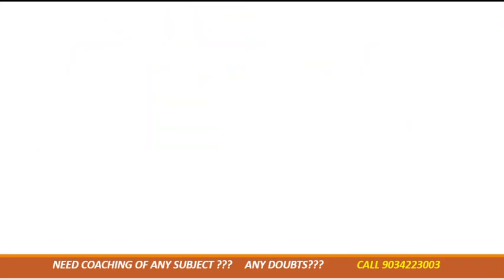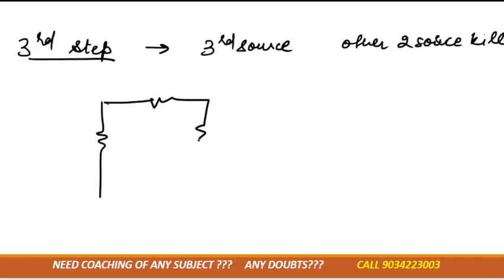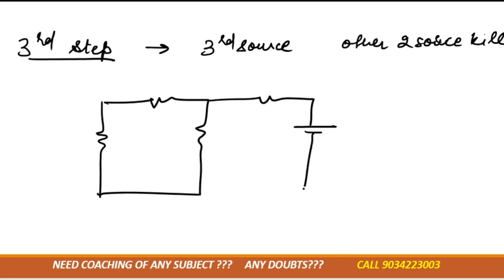Now next, in the third step, what do we need to do? Now you tell me. We have to take which source? The third source, right? And the other two sources would be killed. Now the third step means the third source. The first source is killed, short circuit. The second source is killed, again short circuit. In the third step we need to take the third source.